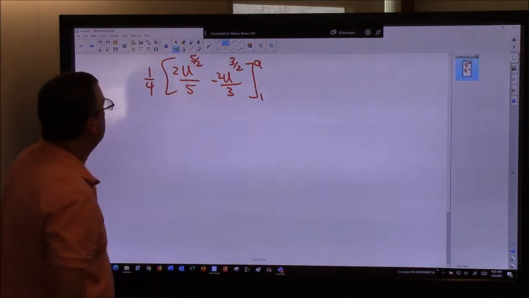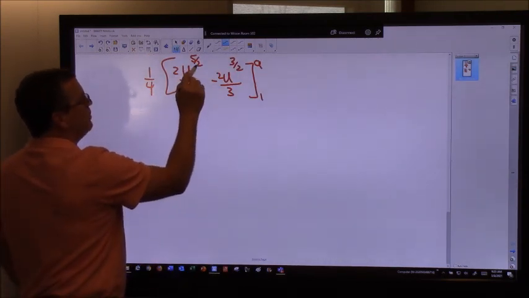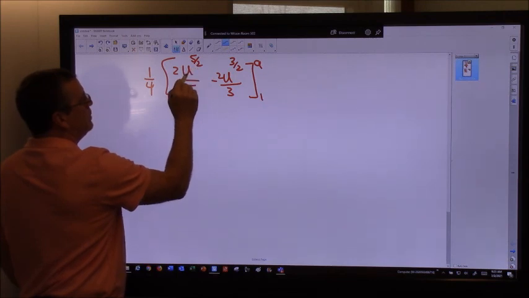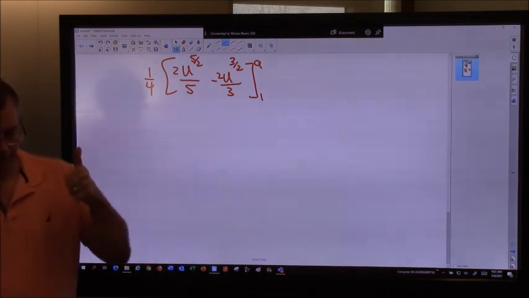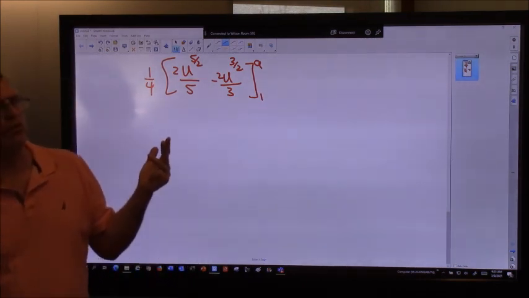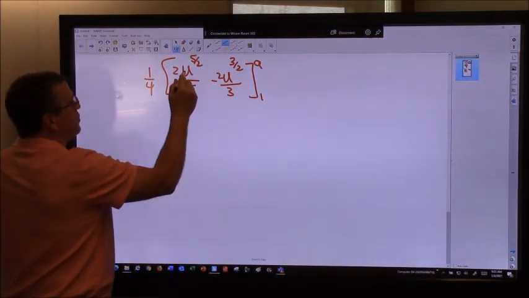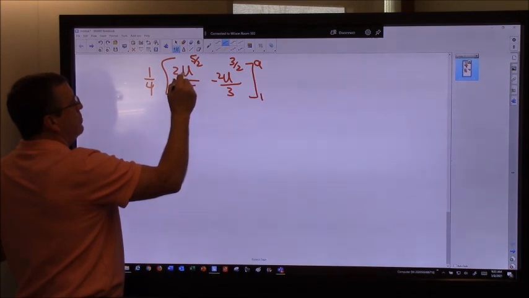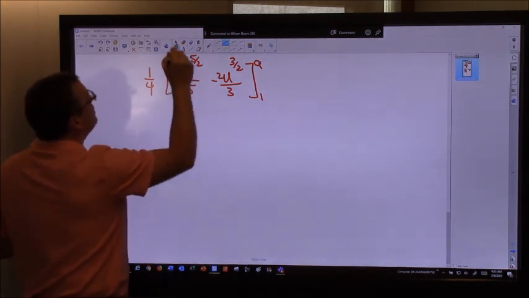Alright, so if I plug in a 9 first, I get the square root of 9. That's what the denominator here does. Square root, so that's 3. 3 to the 5th power. Oh, geez. 3 times 3 is 9. Times 3 is 27. Times 3 is 81. Times 3 is 243. So I've got 243 times 2. I'm going to write this down.